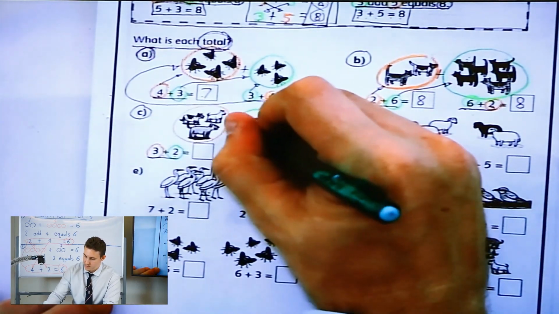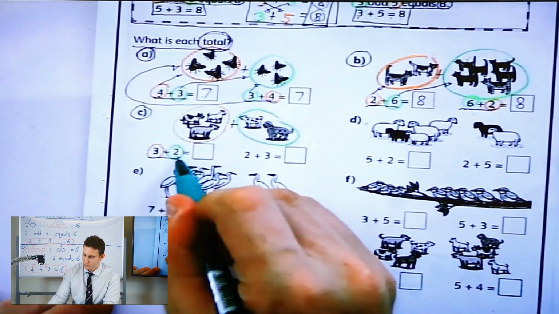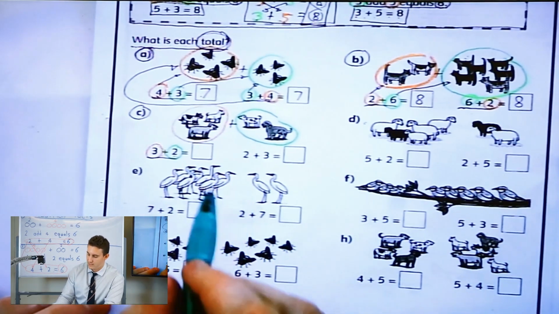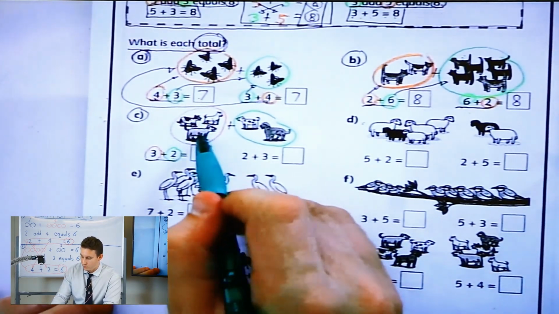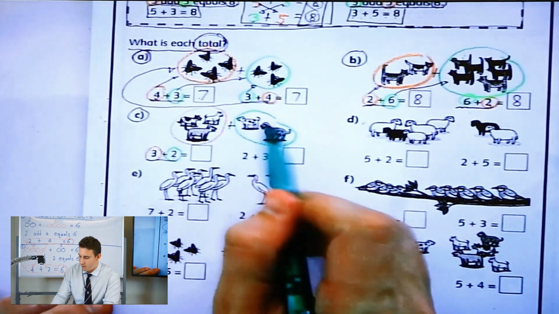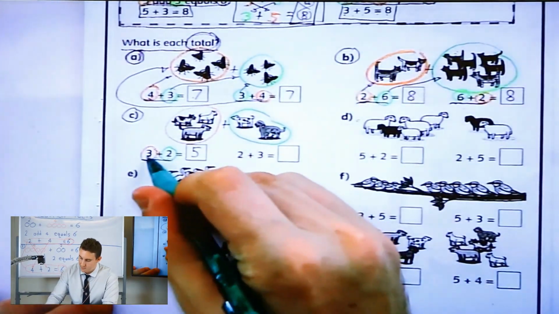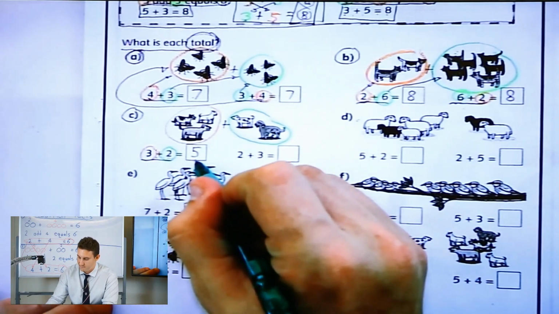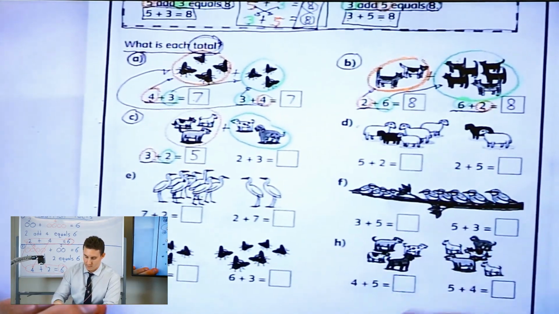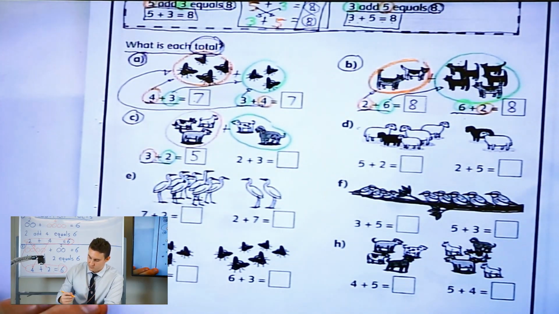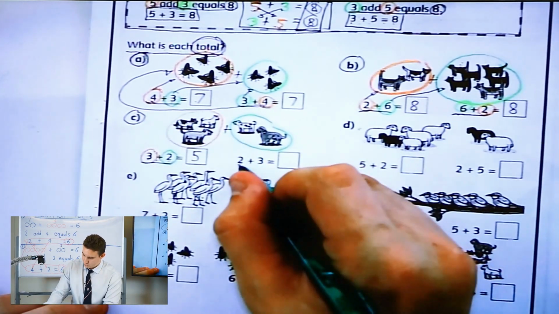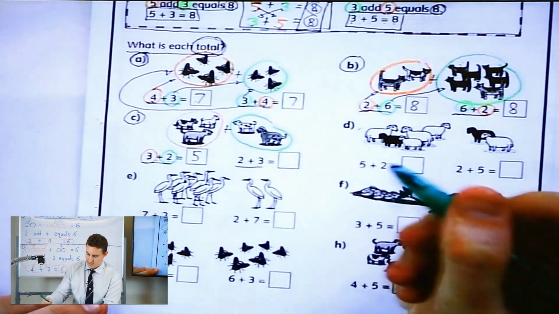So we have 3 plus 2. So let's count the total together. 1, 2, 3, 4, 5. Very good. So 3 plus 2 equals 5. Excellent work. Now, if we go to the next one, we'll see that it says 2 plus 3.